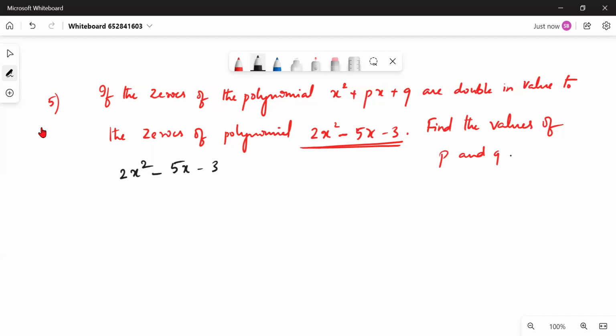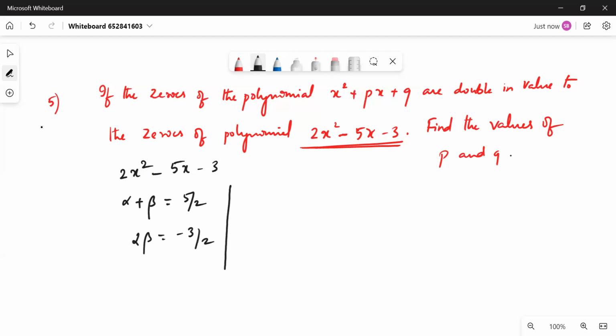When we need only zeros, what is alpha plus beta? Minus b by a, that is 5 by 2. What is alpha into beta? c by a, that is minus 3 by 2. Correct.